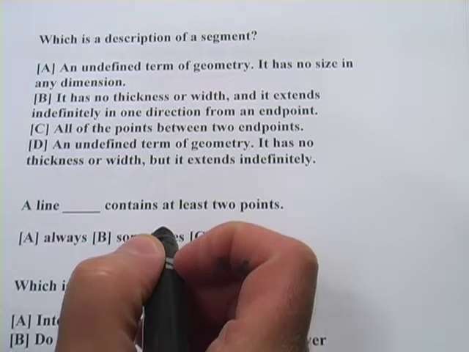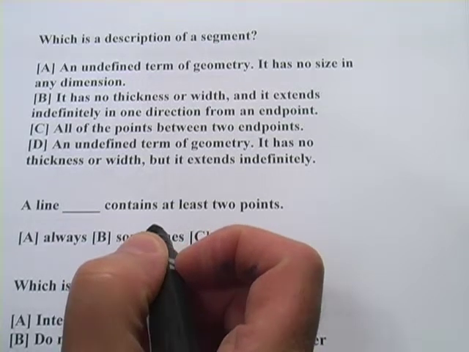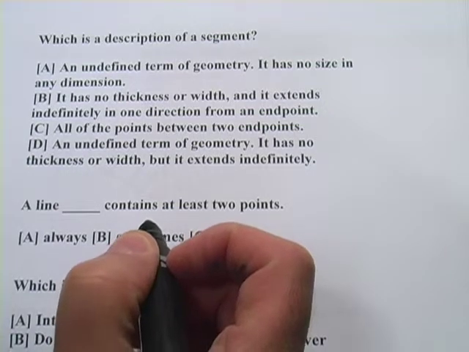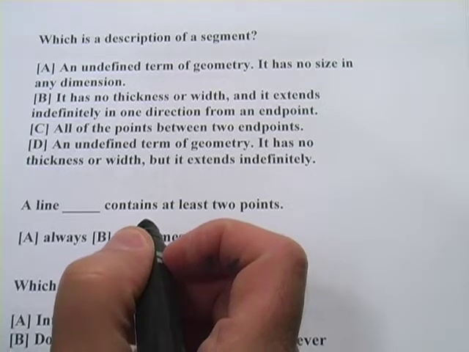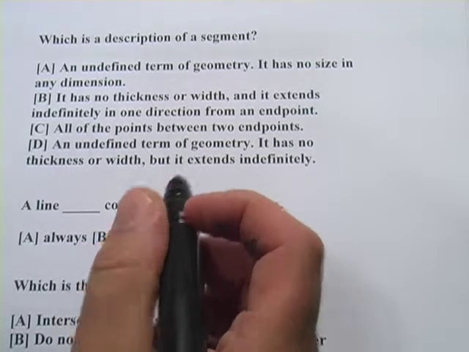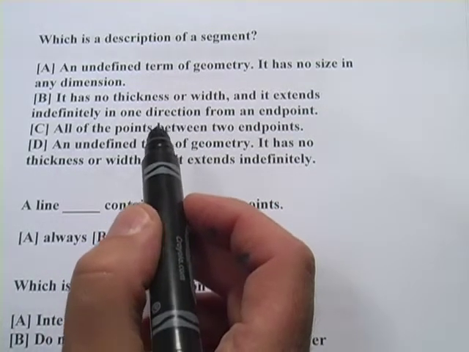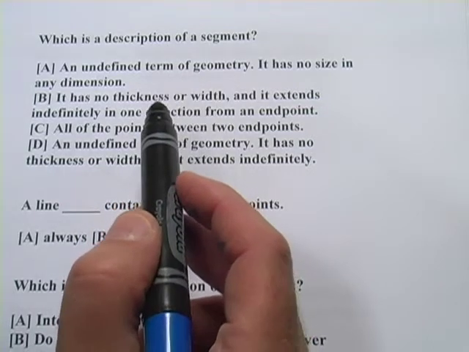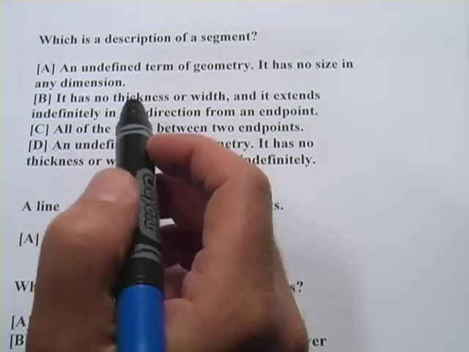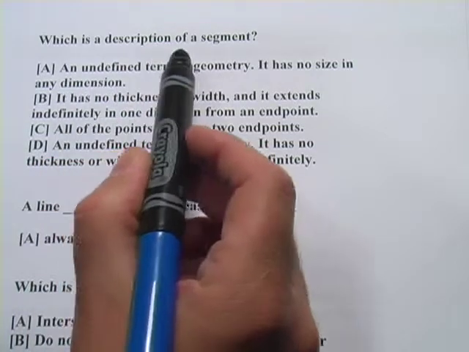Here we have some questions that deal with the basic definitions of the main bits and pieces that geometry starts with. So points and lines and planes and other things like that. We're going to try to get familiar with the definitions just by trying to answer these questions, and we'll just talk about these things as they come up. So let's just start with the first question here. It says, which is a description of a segment?